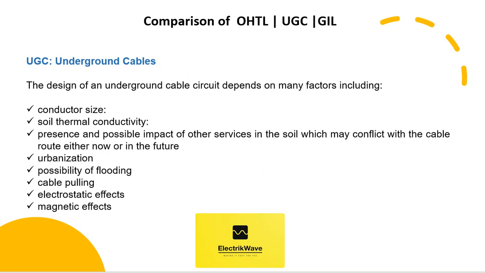The design of an underground cable circuit depends on many factors including conductor size, soil thermal conductivity, presence and possible impact of other services in the soil, which may conflict with the cable route either now or in the future, for example other cables, heating or cooling pipes, water supply, and wastewater. Urbanization. Possibility of flooding. Cable pulling. Electrostatic effects. Magnetic effects.